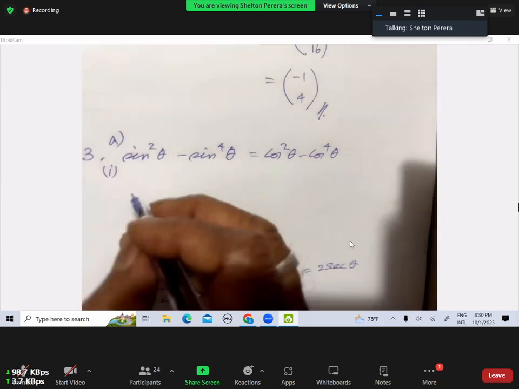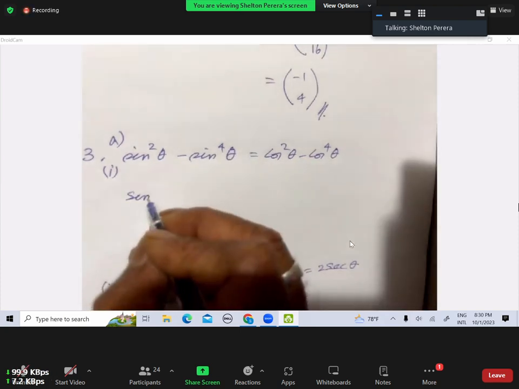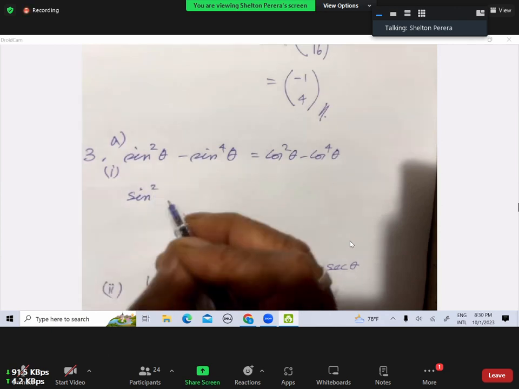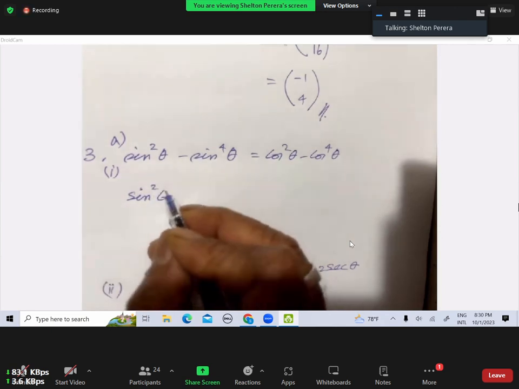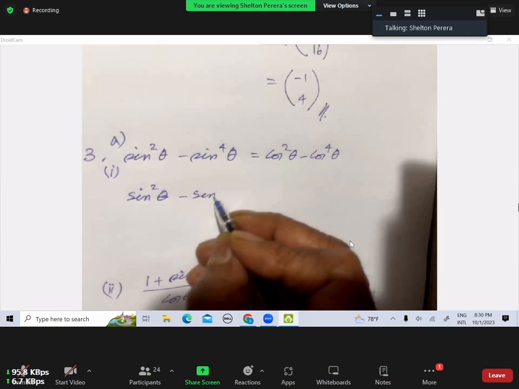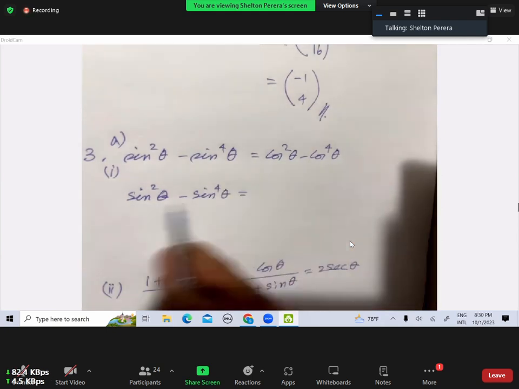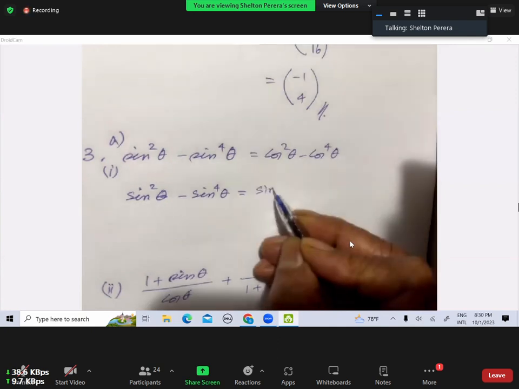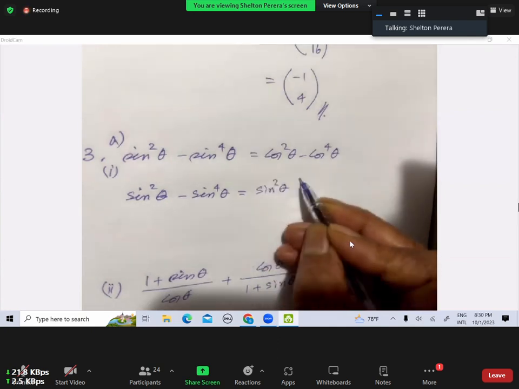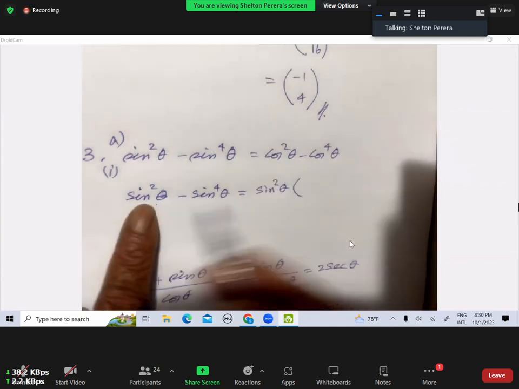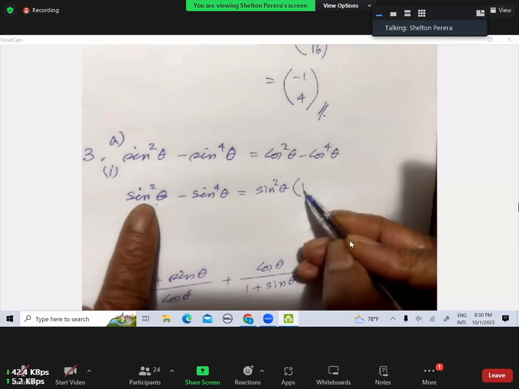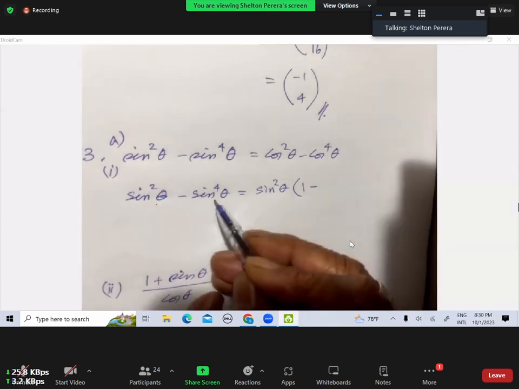So sine square theta minus... we want to show this is equal to that. Extremely easy problem. Sine square theta minus sine to the power 4 theta is equal to, factor out sine square theta. What will be left inside? 1 minus sine multiplied 4 times... sine squared.